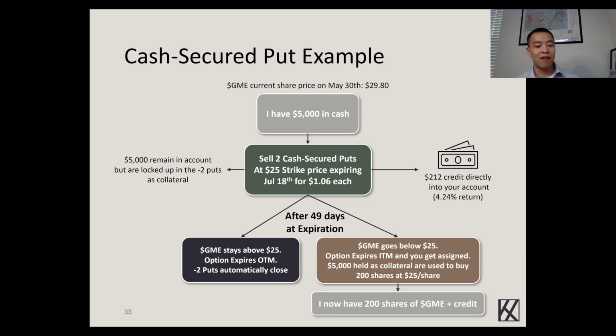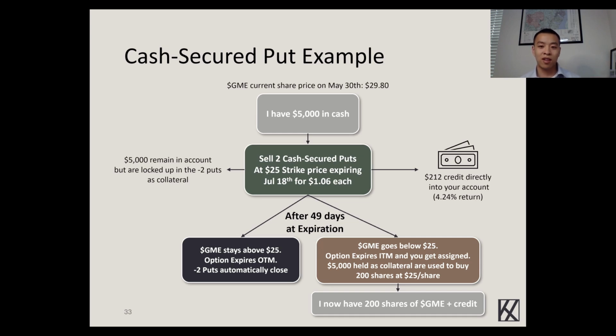I'm forced to have 200 shares of GameStop plus that $212 of credit I already had. So if I plan on buying GameStop anyways at the current price of $29.80, it's a win for me because I was able to buy 200 shares of GameStop at now a discount.